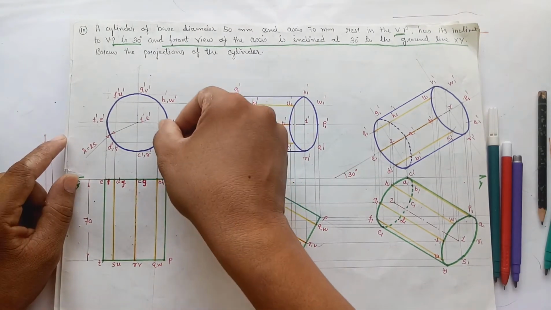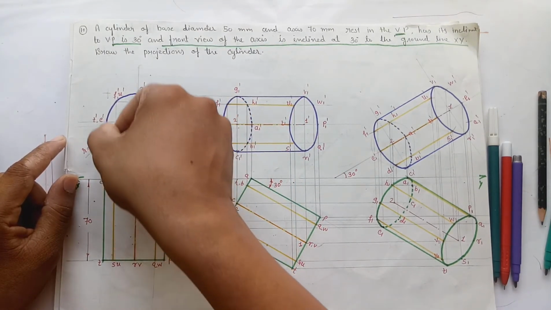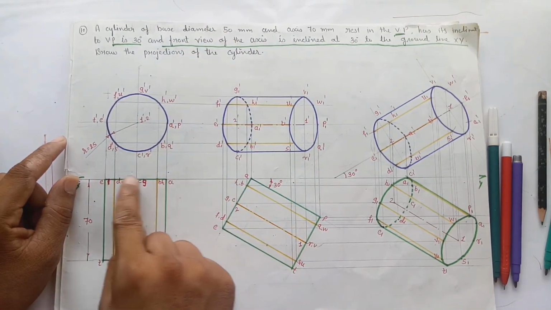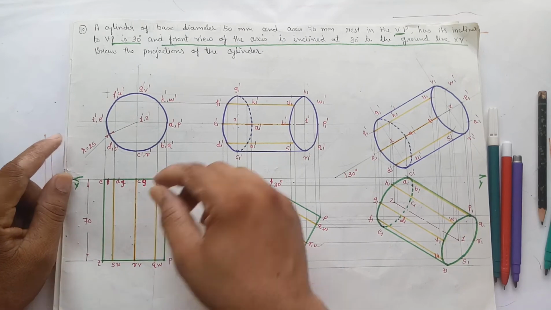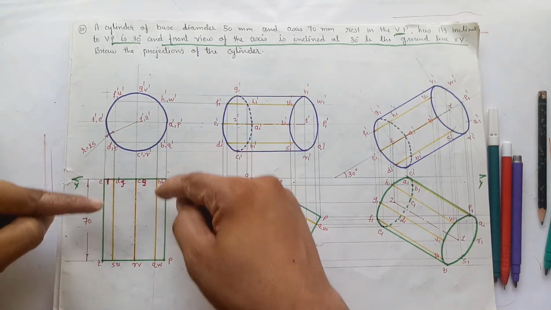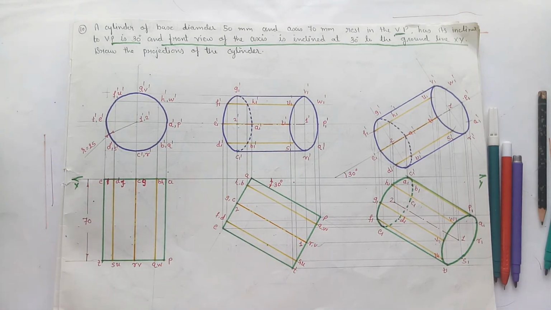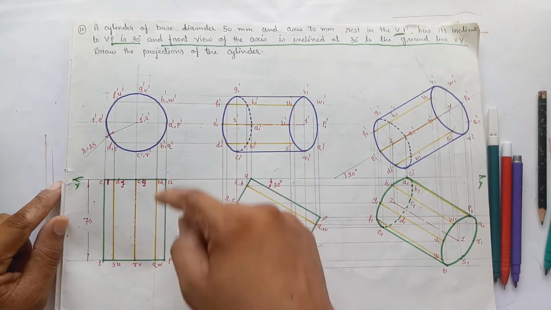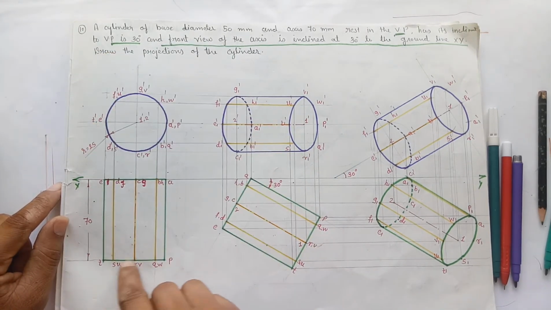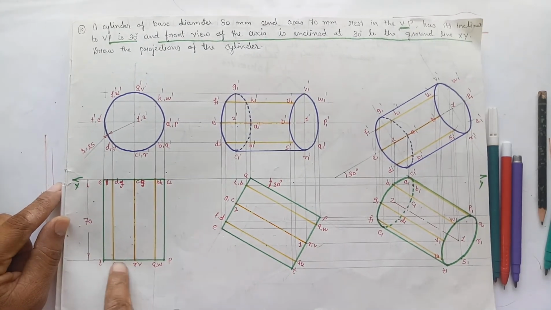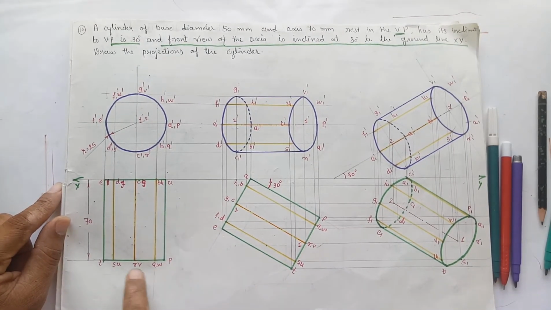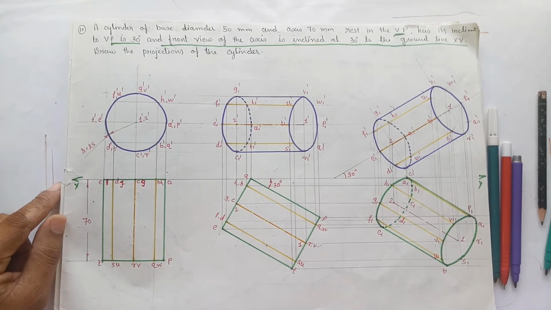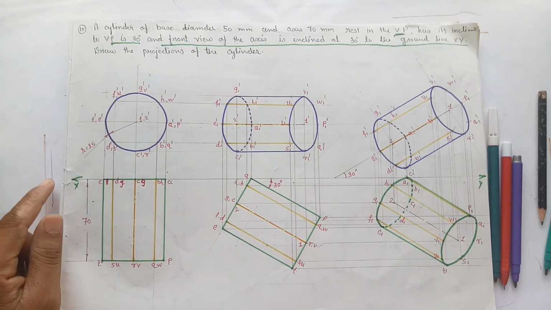So this is A, B, C, D, E, F, G, H, which will be the base of the cylinder. Measure the axis height of the cylinder, which is 70 mm, and then we have the projection of PQRST also. At the axis height, draw the top face, which is PQRST. So ABCD is the base and PQRST is the top face. So draw the first stage.